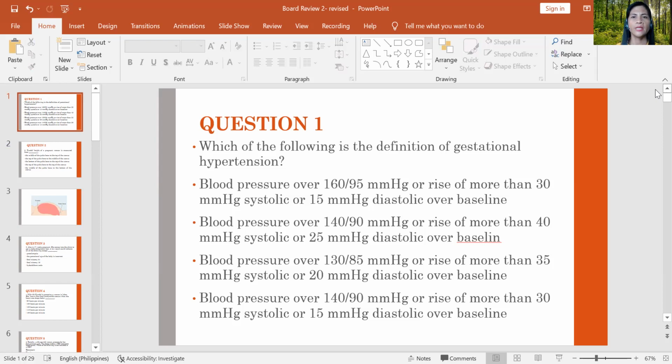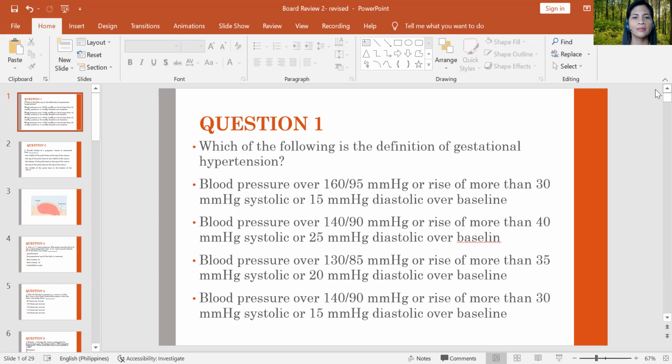Another one, we have chronic hypertension with superimposed preeclampsia. So ano naman ang ibig sabihin nito? Preeclampsia which develops in someone who has chronic hypertension or high blood pressure before pregnancy. So another one, yung topic natin ngayon on the question number 1, gestational hypertension. So high blood pressure is noted in the later part of pregnancy.